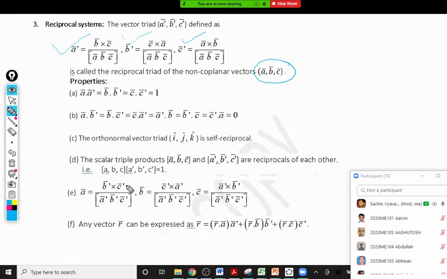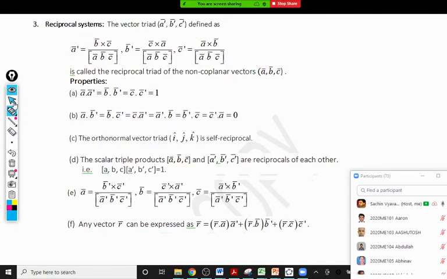Let me go through these properties one by one. We are going to prove every property. Yes, we have to prove all of them, because before 2016 these properties were coming in the exam. Examples in the reciprocal system are all like this only. We'll come to that also.